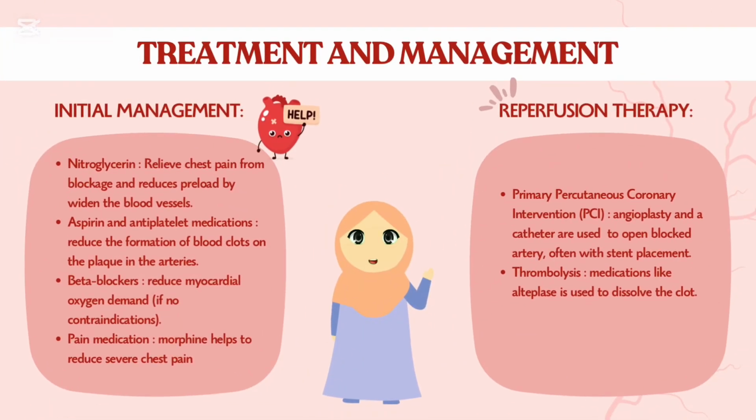Let's move to the treatment and management. For the initial management, firstly, nitroglycerin. It can relieve chest pain from blockage and reduce preload by widening the blood vessels. Next, aspirin and antiplatelet medication can reduce the formation of blood clots on the plaque in the arteries. Then, beta blockers can reduce myocardial oxygen demand. Lastly, pain medication like morphine helps to reduce severe chest pain.